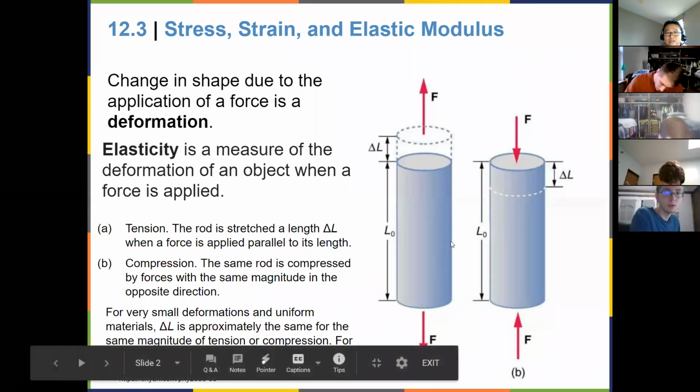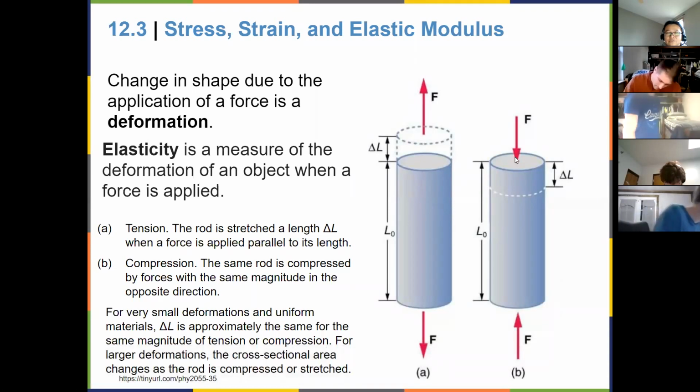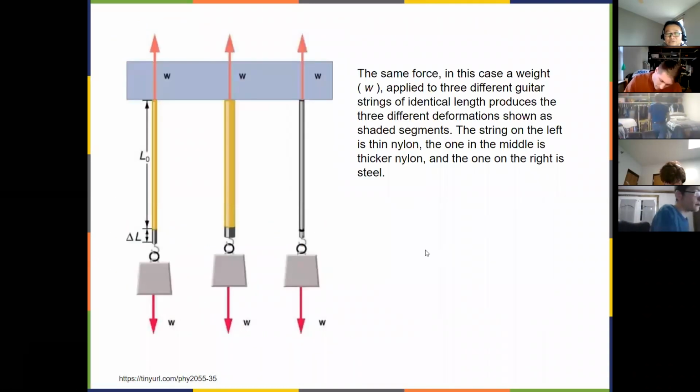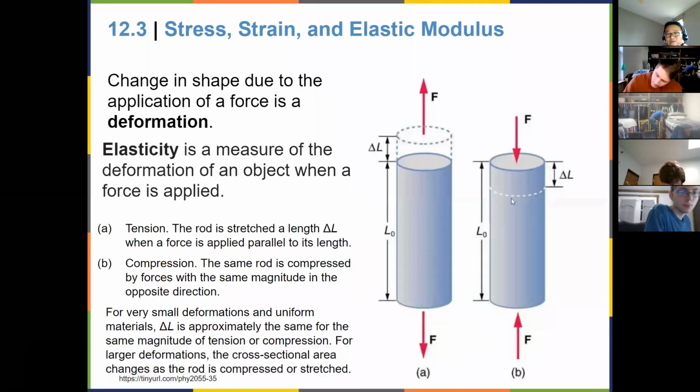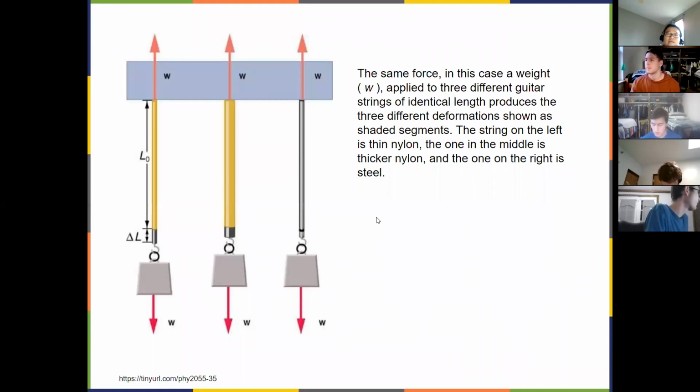If you apply a force F, then the length will change by delta L. Or if you apply a compression force, there will be a change in delta L as well, with the same magnitude for tension or compression. So this is proportional: delta L is proportional to F. And deformation also depends on materials.